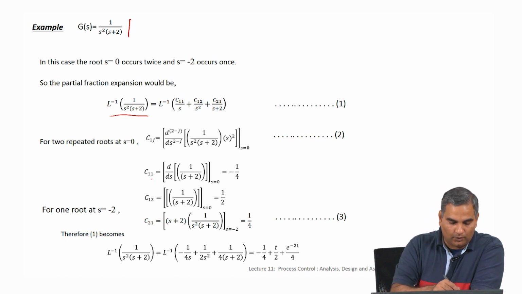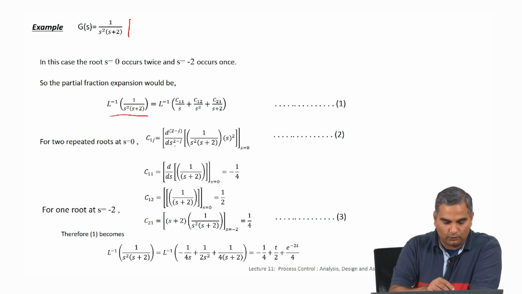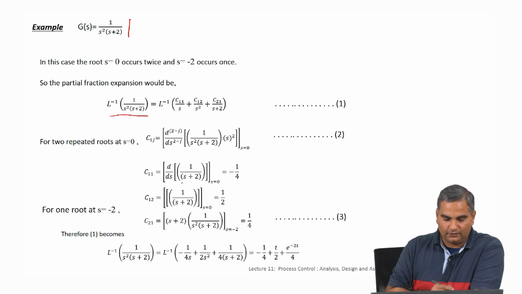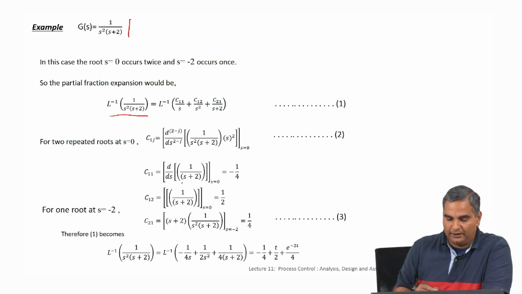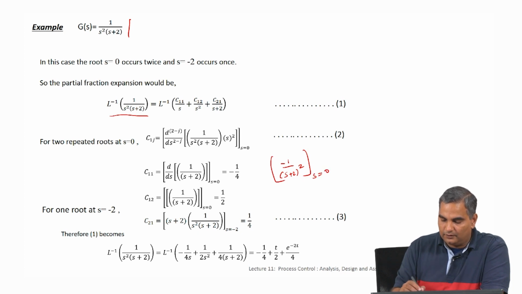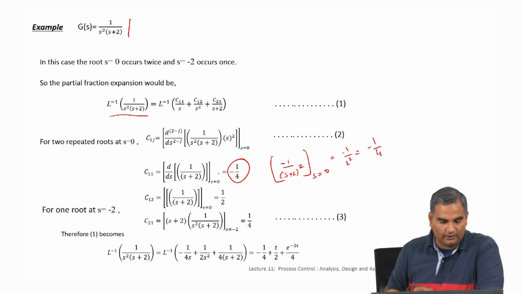Now, when we want C11, that means j is 1. So, 2 minus 1 is 1. So, this is d by ds, and s squared gets cancelled, 1 over s plus 2. So, d by ds of 1 by s plus 2 will be minus 1 by s plus 2 whole square. So, this I have to evaluate at s equal to 0. When I set s equal to 0, this will be minus 1 by 2 squared equals minus 1 by 4. So, which is what I have here.